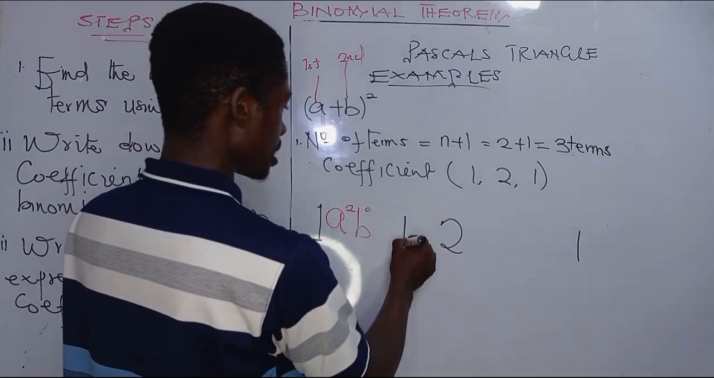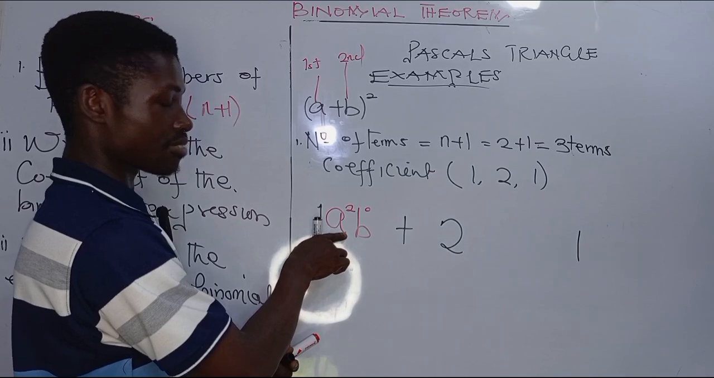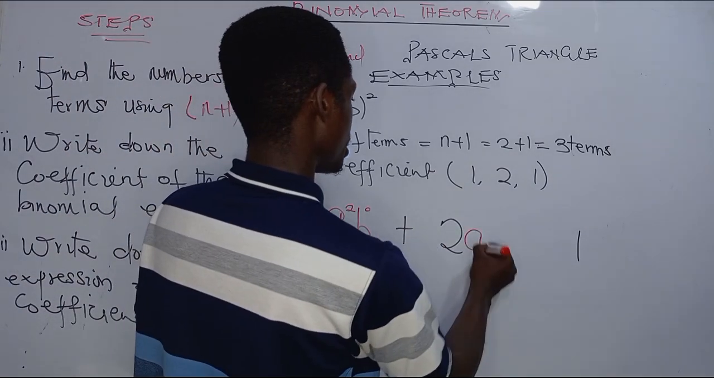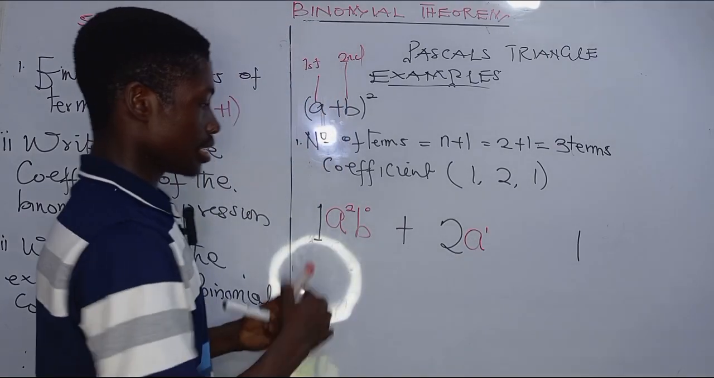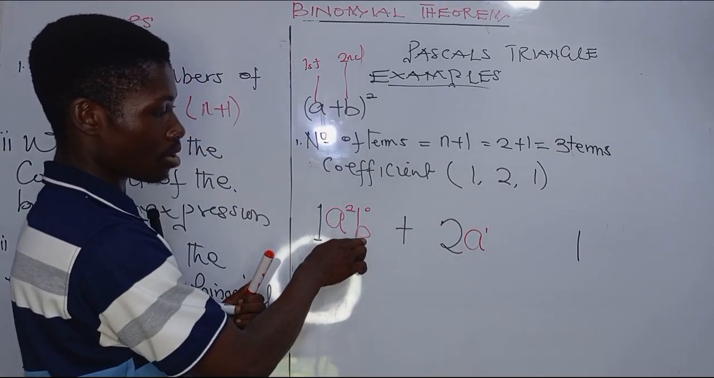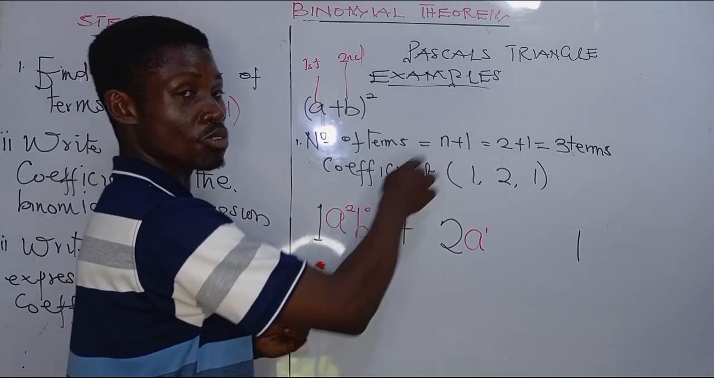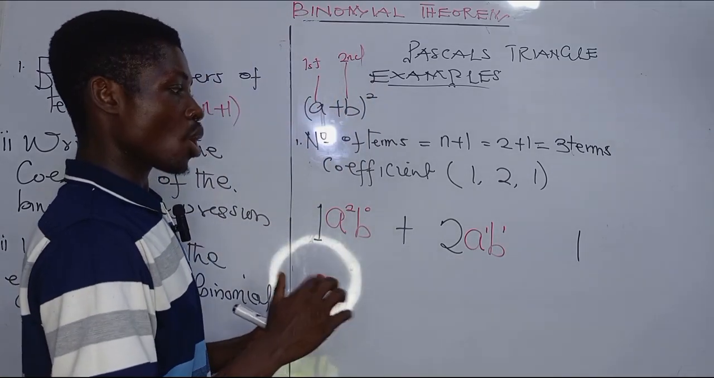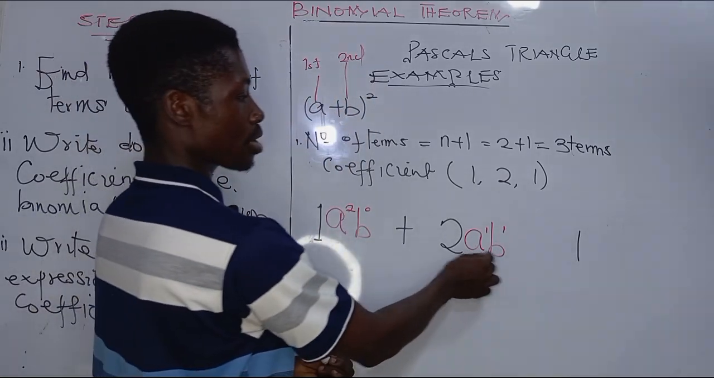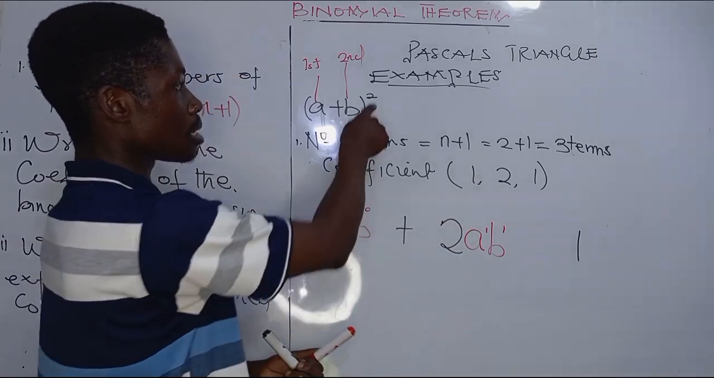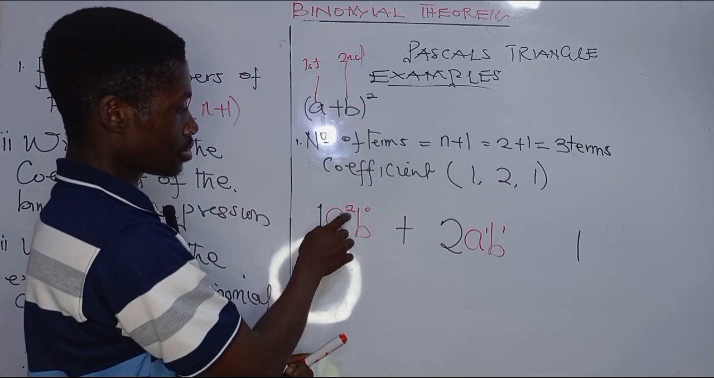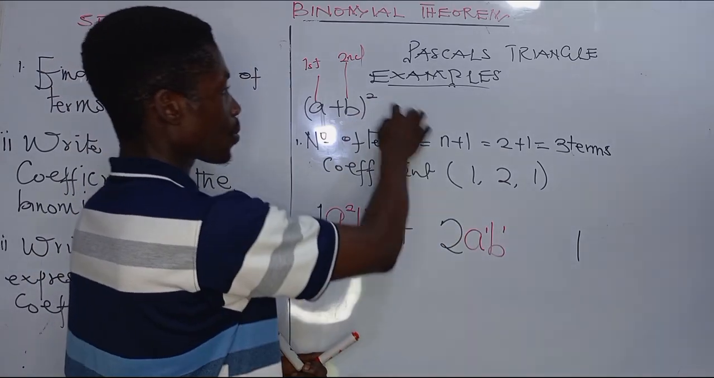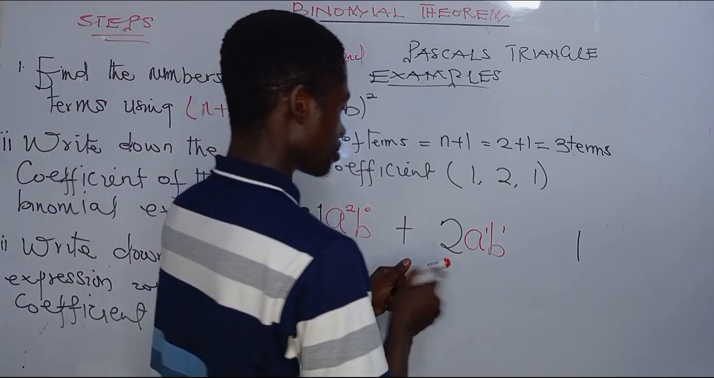So we bring our plus here. Now the power of the first term decreases, so we are going to have a raised to the power 1, and then the power of the second term increases. From 0 we move towards 1, so we have b raised to the power 1. Now always the summation of the powers of the two terms must be equal to the power of the binomial expression. So 2 plus 0 is 2, 1 plus 1 is 2. Good, let's continue.